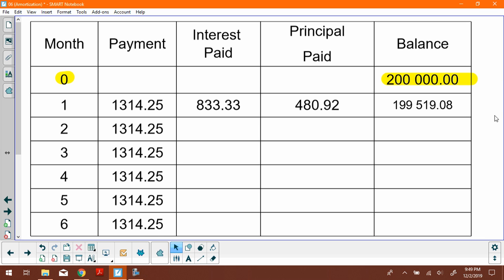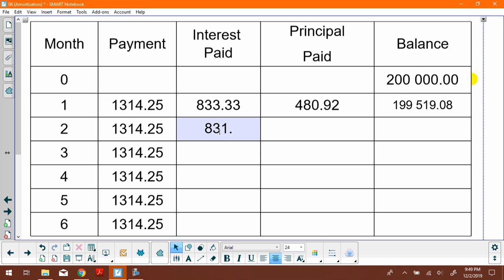Now I just basically repeat this process over and over again to fill in the rest of the table. So I'll take my new balance, which was 199,519.08. I multiply that by that interest rate we had before. So at the end of this month, the interest owing is 831.33. There's $2 less interest this time, which means my principal paid will go up by $2. So that'll be 482.92.